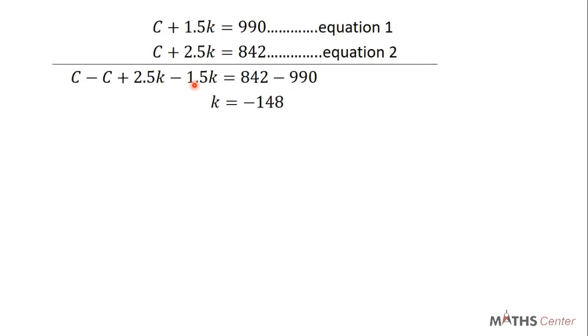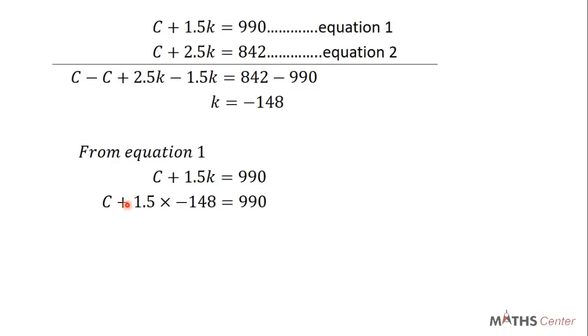2.5K minus 1.5K will give us 1K or K. And 842 minus 990 will give us minus 148. So K is equal to minus 148. We need to find the value of C. From equation 1, we know that C plus 1.5K is equal to 990. We have found the value of K as minus 148.